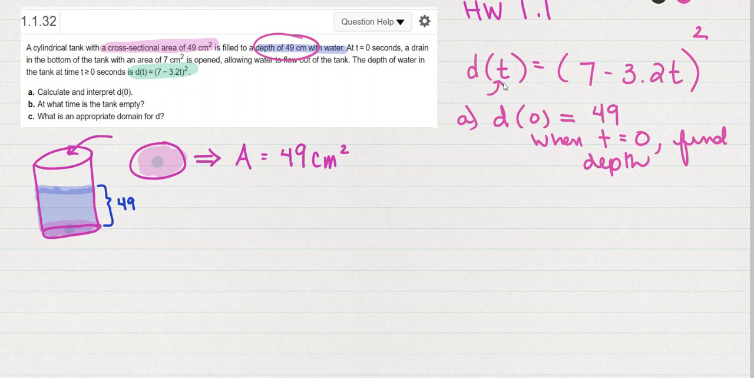And let's look at part B. The tank will be empty at blank seconds. At what time is the tank empty? How can we interpret an empty tank?